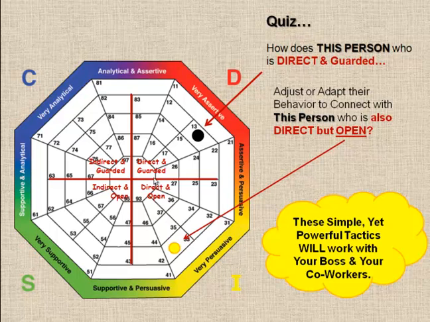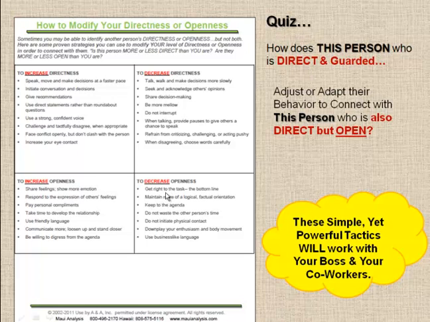And here's how we do it. Remember, they're both direct. It's just this person's guarded, this person is open. So if this person wants to connect with this person, the only change they have to make is to become more open. So how do they do that? Well, here we go. This is included on page 17 of your report. If you want to increase your openness, these are the tactics that you can use. It's so simple. You don't change your idea, you just change how you present it.